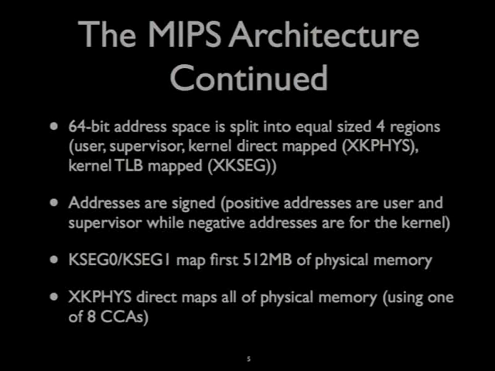Now the 64-bit address space that was added with the R4000 is split into four segments. User, supervisor, though nobody really uses supervisor. And then you have a kernel direct map, which is in the XKPHYS, but it encompasses all of memory up to 59 bits. And then you have another 62 bits worth of kernel TLB map space. So you have pretty much all the space. Again, as I said, addresses are still signed, and positive addresses are user, and negative addresses are for the kernel. I'm just going to mark supervisor since somebody uses it.